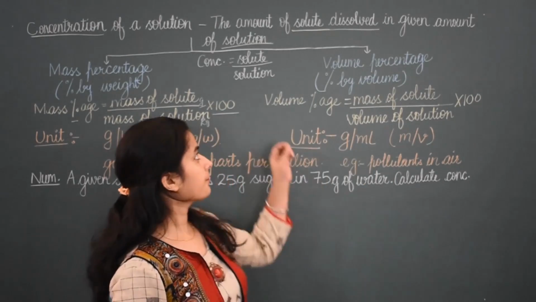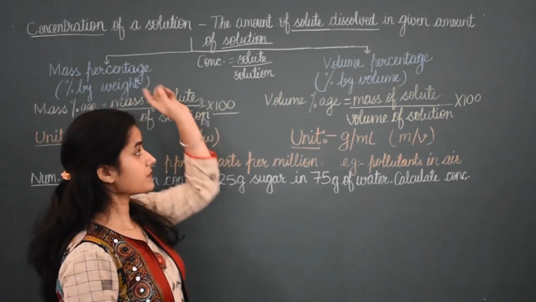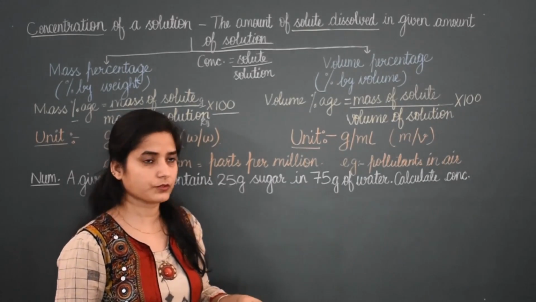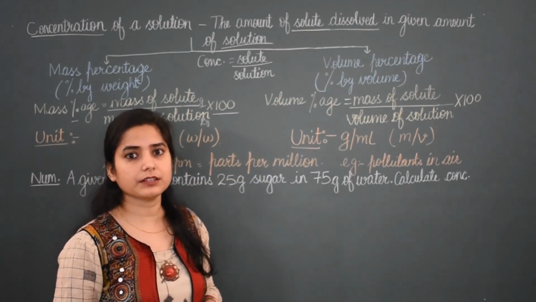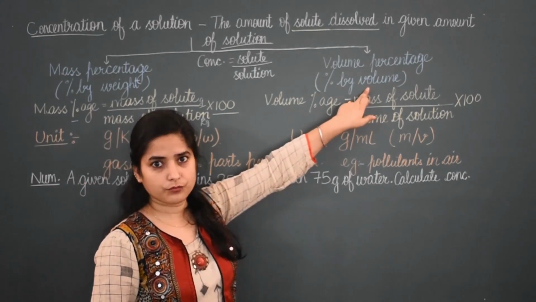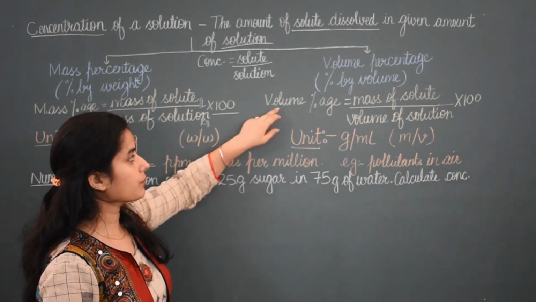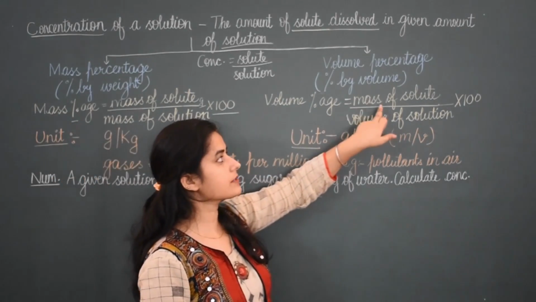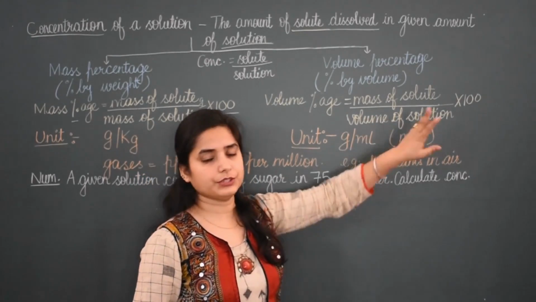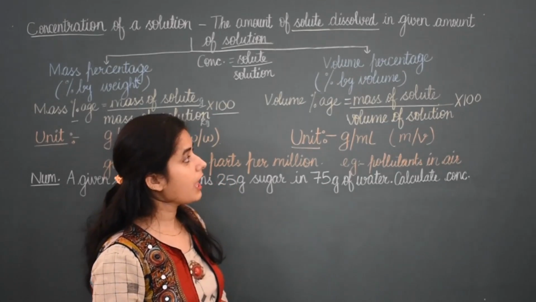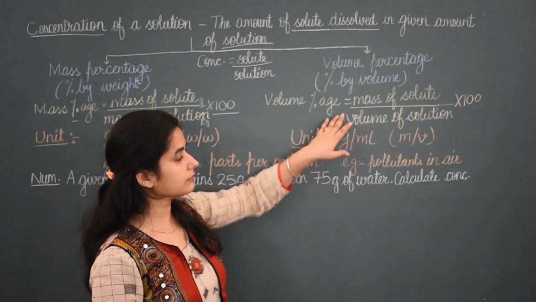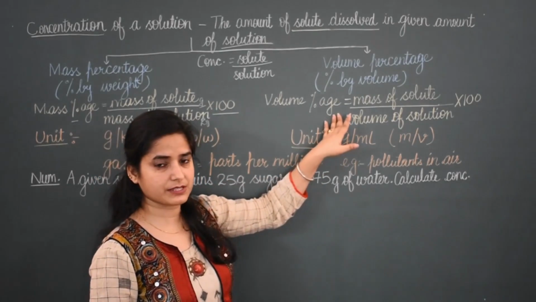Next one is volume percentage. The first one, mass percentage, can be taken for solids, for example when we are taking a powder. Now volume is taken in the case of liquids. So it is percentage by volume. The formula is volume percentage is equal to mass of solute per volume of solution into 100. It means how much solute we are dissolving in a solution, that is volume percentage.